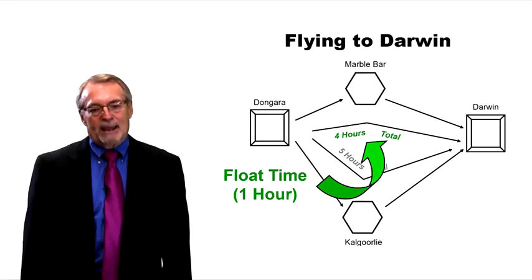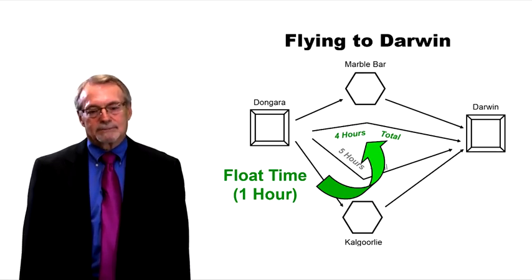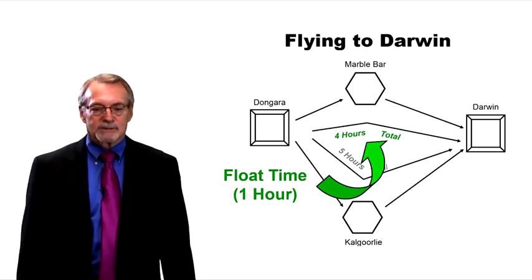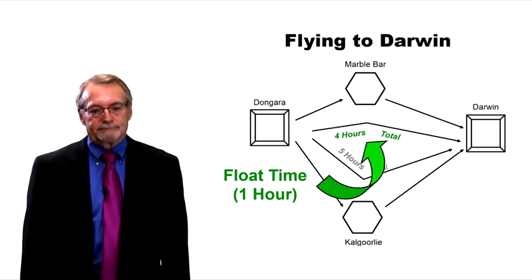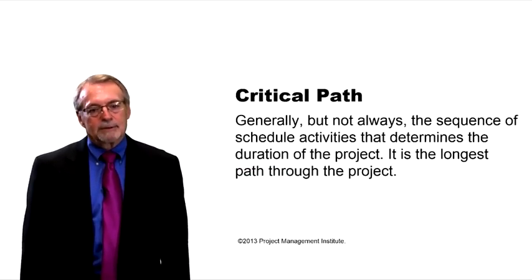If the tire blows out, bang, in Kalgoorlie, now we've got a problem. We put that tire on, now we have a 5-hour and 45-minute route, and the project is going to come in late because of the risk. So we hope the risk hits us where there's some extra float time. Critical path through the project. Here's a definition for that from PMI.